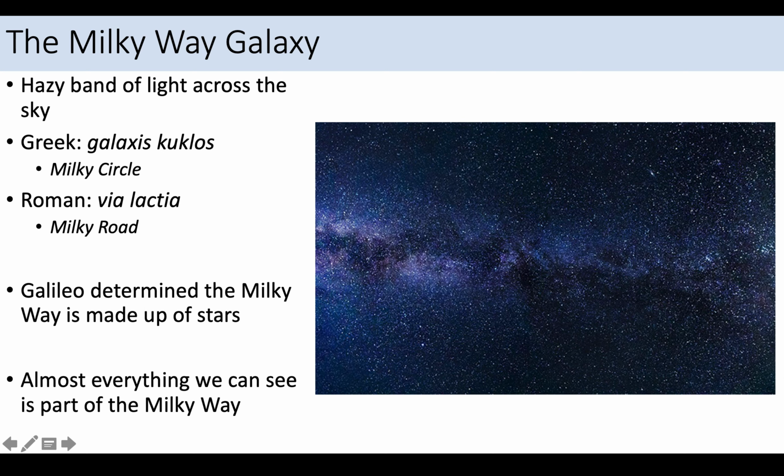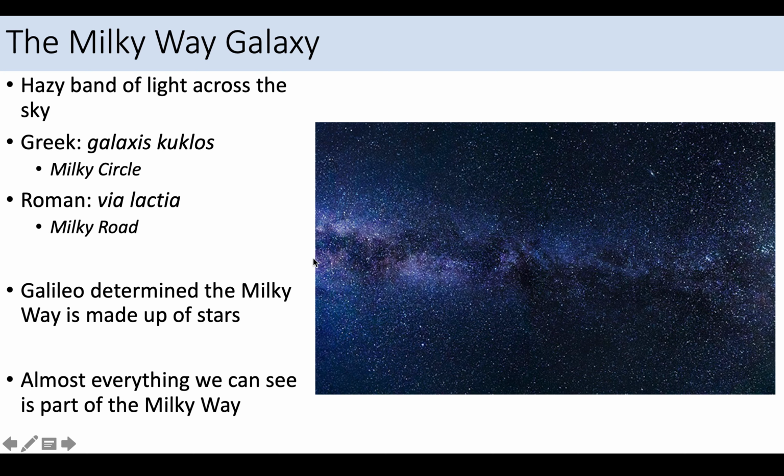Our galaxy is seen from Earth as a really hazy band of light across the sky. If you've been somewhere where you have a very good view of the sky, you'll see this hazy, milky stripe, called the Milky Way. Both the ancient Greek and Roman people named the Milky Way something similar, either Milky Circle or Milky Road. We took Milky Way from the Roman Milky Road. We now call this the Milky Way.